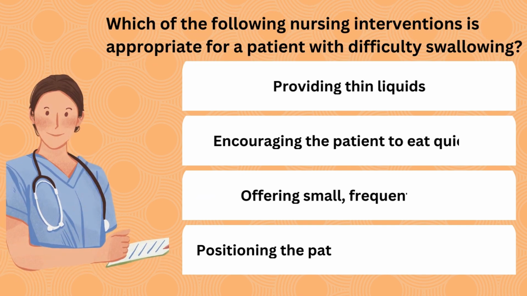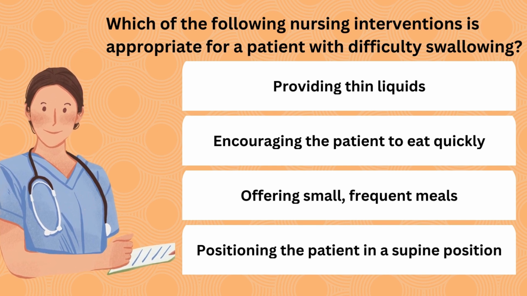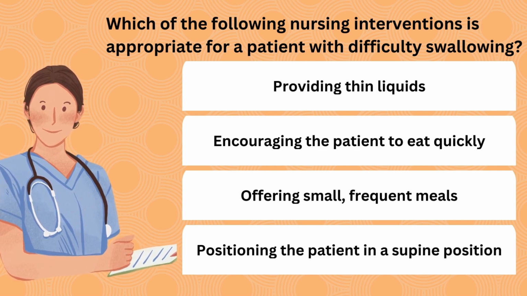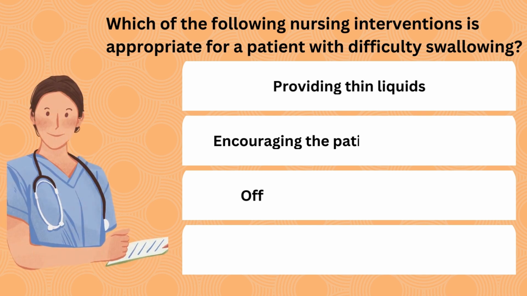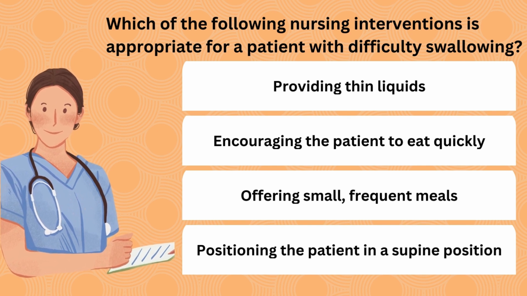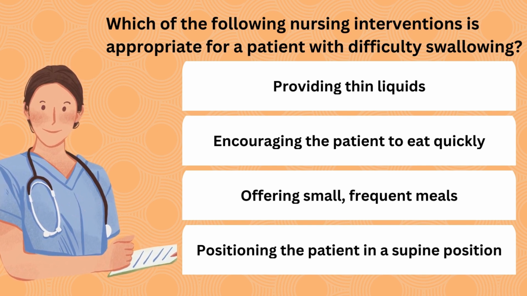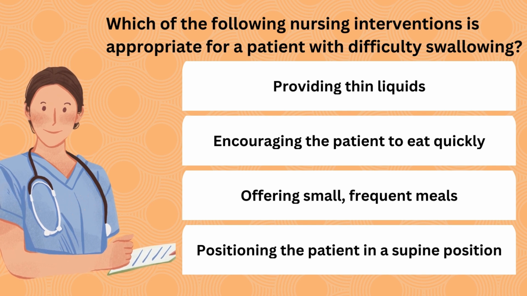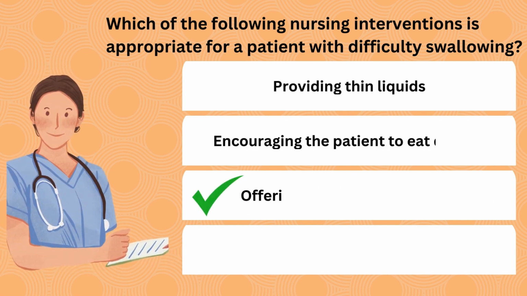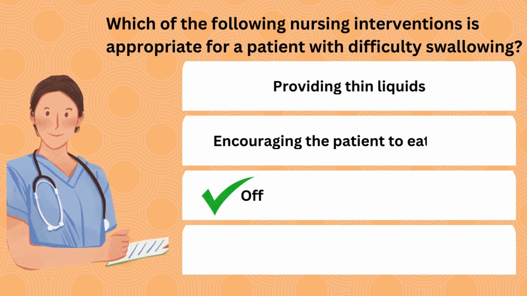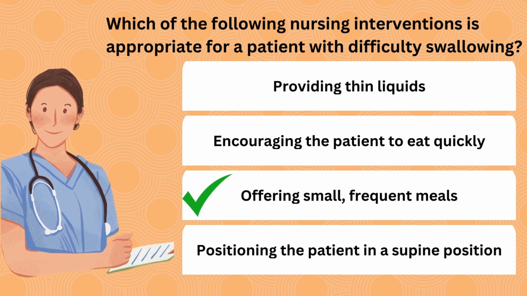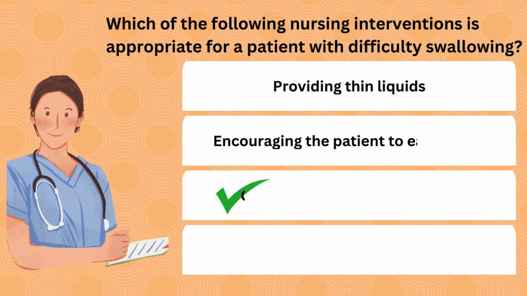Question 14. Which of the following nursing interventions is appropriate for a patient with difficulty swallowing? Is it A. Providing thin liquids. B. Encouraging the patient to eat quickly. C. Offering small, frequent meals. D. Positioning the patient in a supine position. The correct answer is C. Offering small, frequent meals. Small, frequent meals can help manage swallowing difficulties and reduce the risk of aspiration.